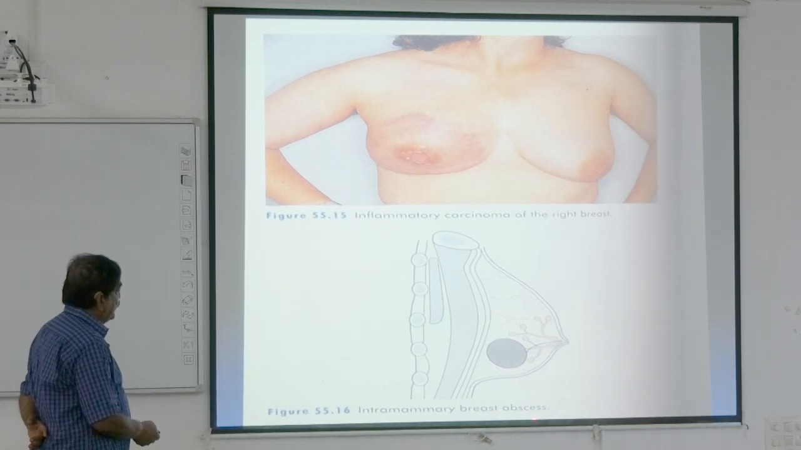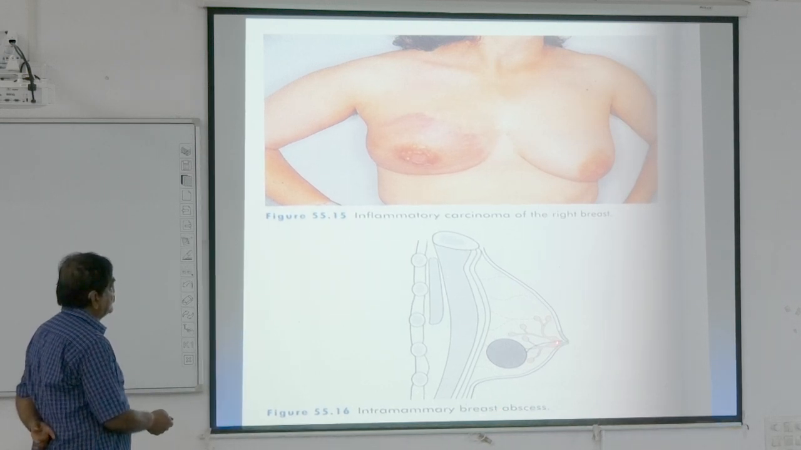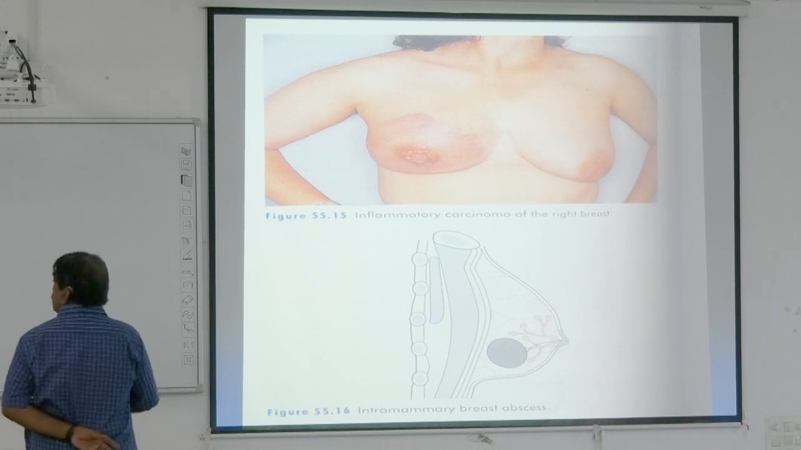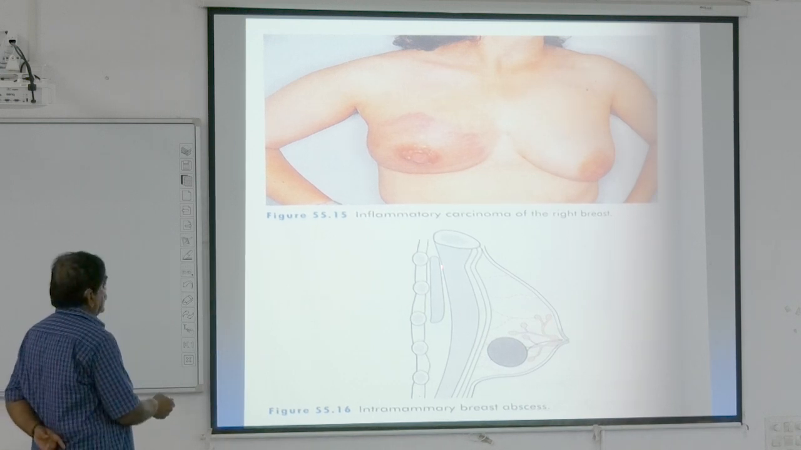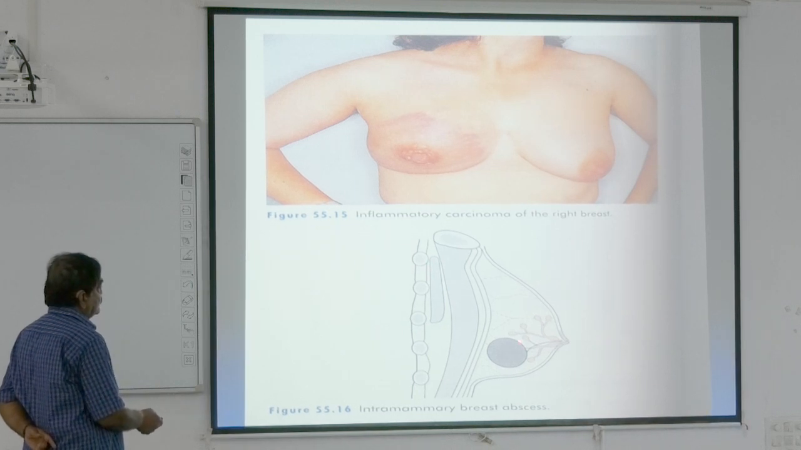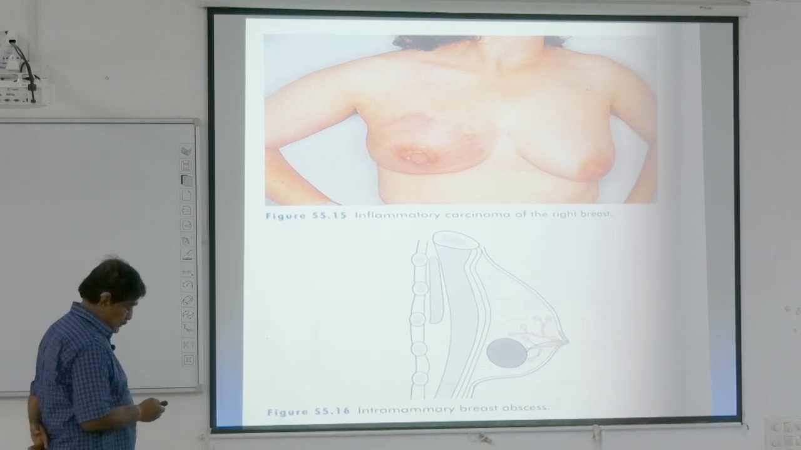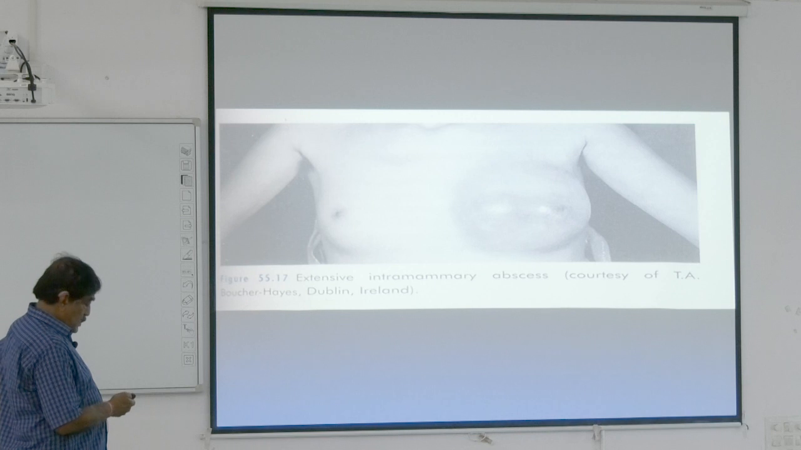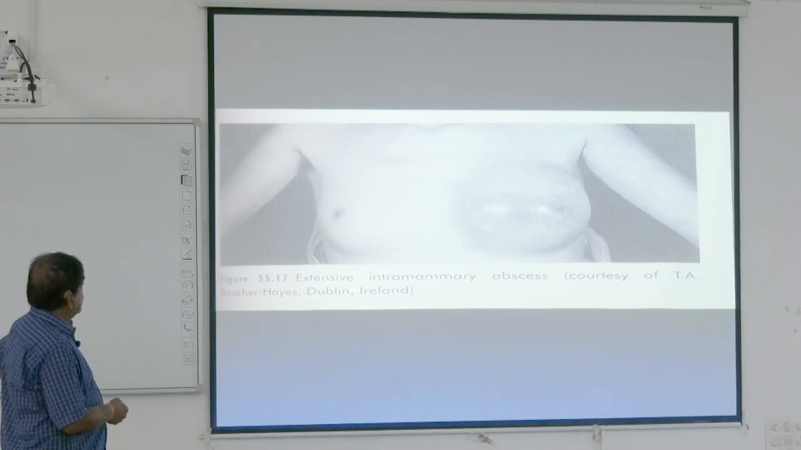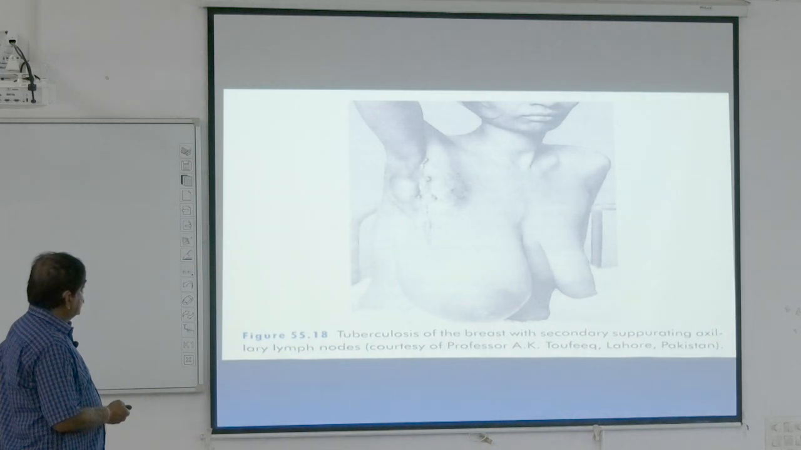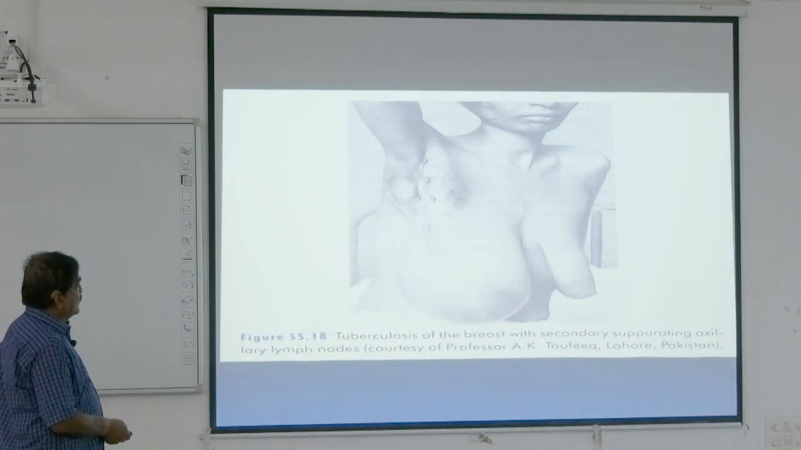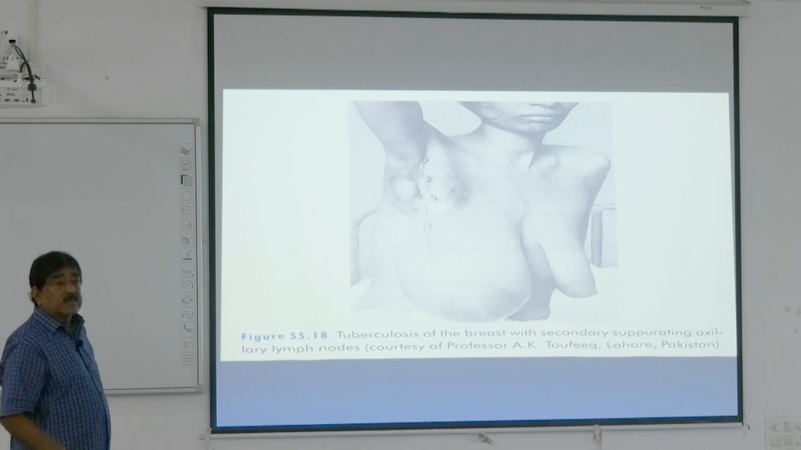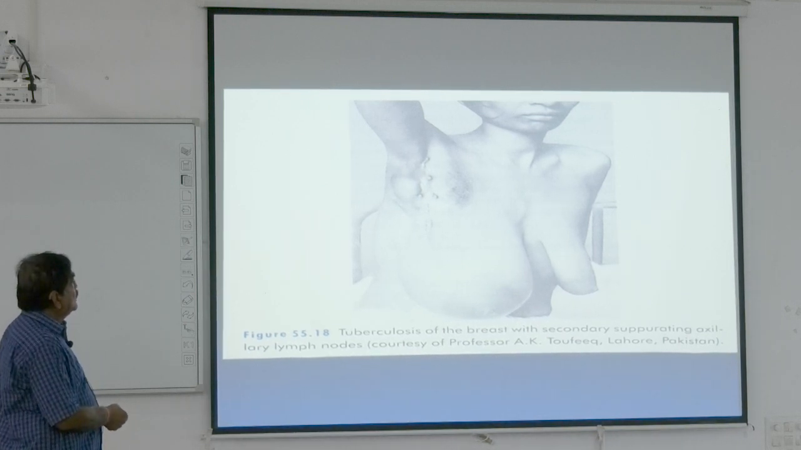Now, intramammary breast abscess. This is the breast abscess, which I drew there. Now, extensive inflammatory abscess. Tuberculosis of the breast is secondary, suppurating. Now, breast tuberculosis is very common.